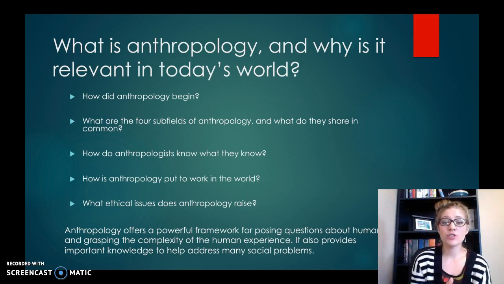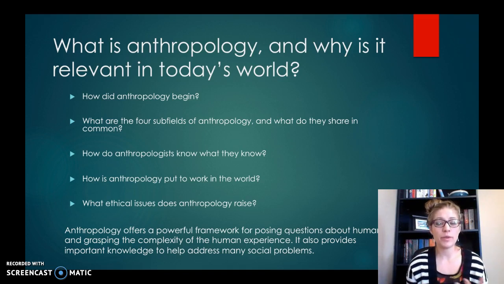And then how do anthropologists know what we know? How do we use anthropology in the field? So this is starting to get into applied perspective. So what do we do with anthropology? That's great. So you learn about humans, but then what do you do with it even? And then what are some ethical issues that anthropology raises?